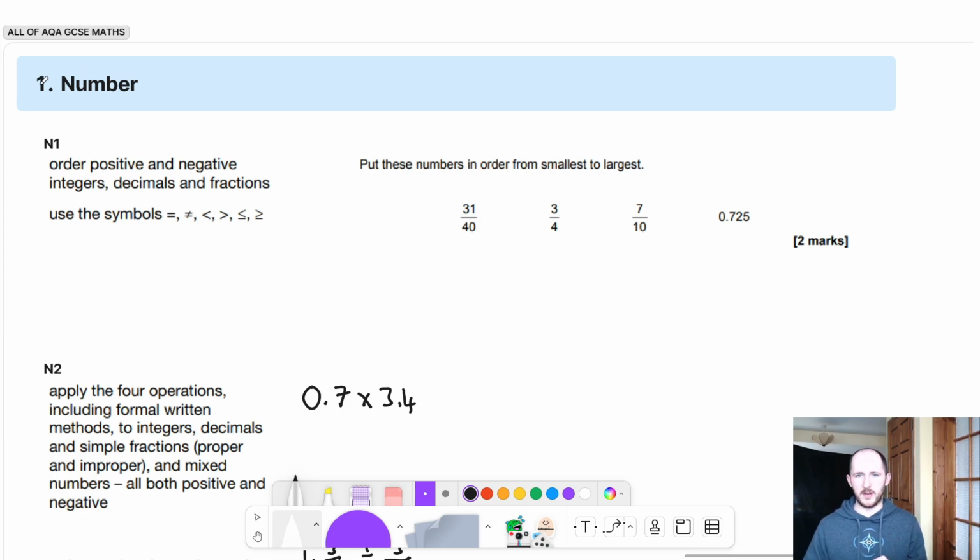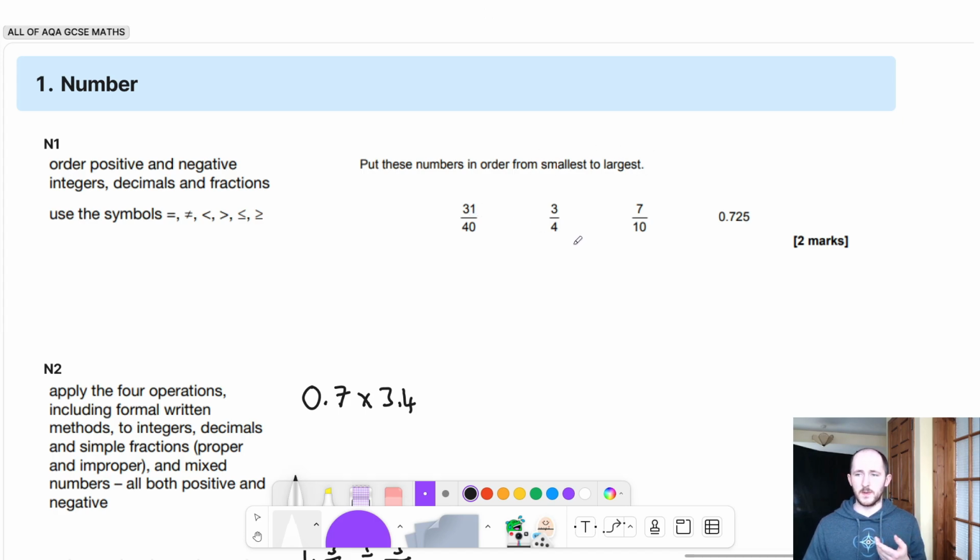So the first one, we have the number topic. We have N1. You need to be able to order positive and negative integers, decimals, and fractions. So I picked a question that has fractions and decimals in it. And you need to also use the symbols equals, not equals, less than, greater than, less than or equal to, greater than or equal to. So how would I put these in order?